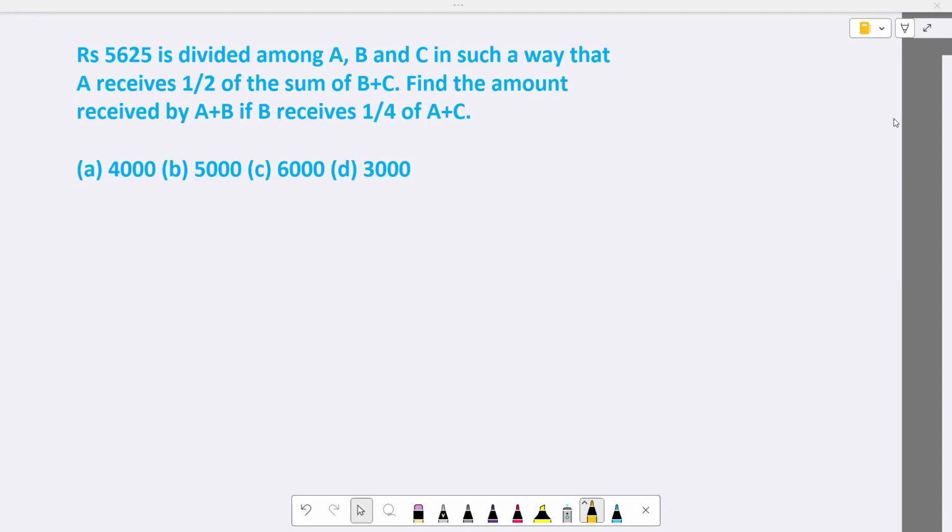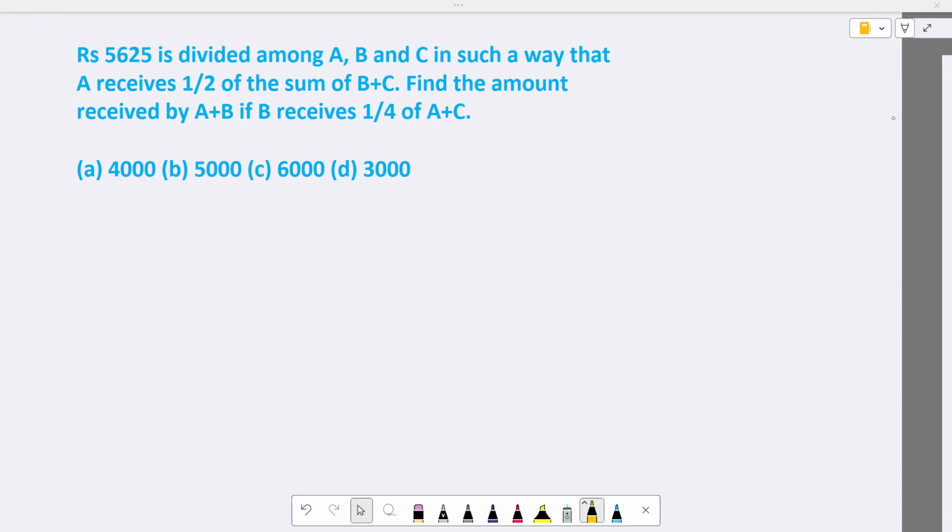In this video, we'll be continuing with the questions of ratio, and now we'll be dealing with another type of questions which involve not the direct ratio between two entities, but the relation between one entity and the sum of the other two entities. So we'll understand more by reading the question further.